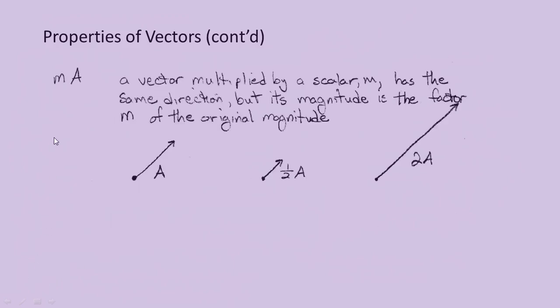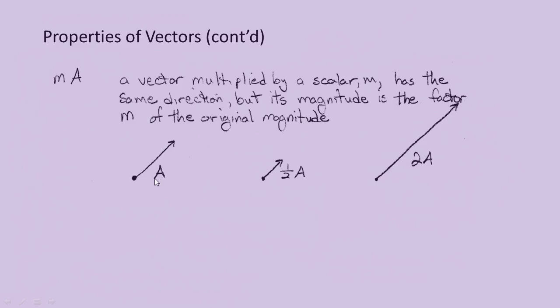Finally, let's take a look at scalar multiplication. That's where we're taking a scalar number and multiplying it by a vector quantity. And in this case, the vector has the same direction as the original vector, but its magnitude is the factor m of the original magnitude.